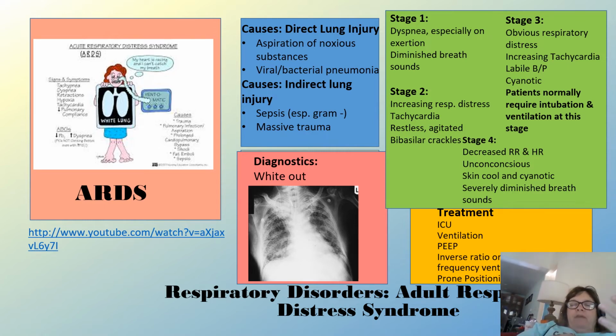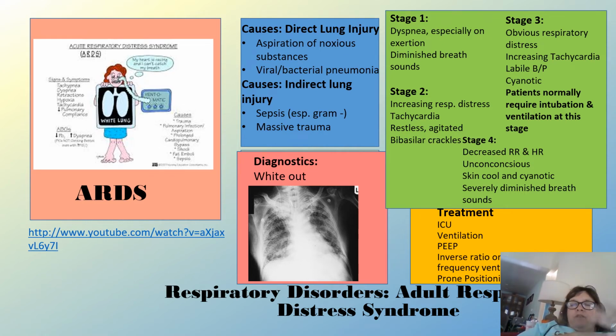Stage 1, they have dyspnea, especially on exertion, and they have decreased breath sounds. Stage 2, you see more signs of respiratory distress. They develop tachycardia, restless, agitated, and they have crackles. In stage 3, they're in obvious respiratory distress, increasing tachycardia, labile blood pressure, they become cyanotic, and at this point, if it hasn't been done already, they require intubation and ventilation.